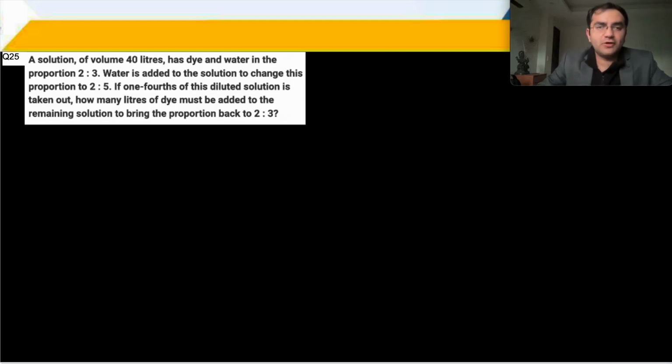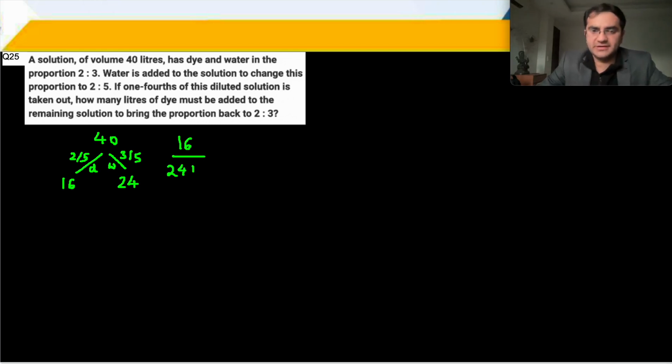So you have 40 liters which contains dye and water in the ratio 2:3. So 2/5 and 3/5 निकाल दो. 2/5 is 16, 3/5 is 24, dye and water. ठीक है? Now water is added to change this proportion to 2/5. ठीक है? 16 was dye, some water was added, 24 plus W, to make this ratio 2/5. इसको solve कर दो. W की जगह will put x. Solve this. 2 से गया 8 times, 8 5 is 40 minus 24, 16. You'll get x equal to 16.